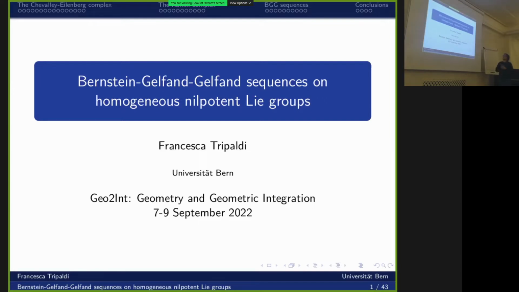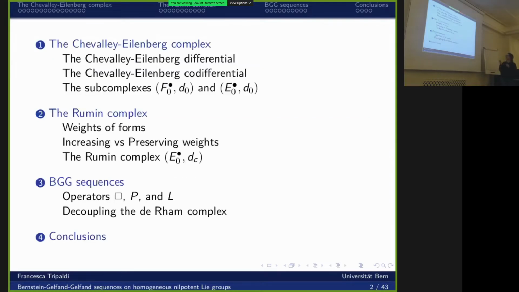using the BGG sequences, some other people constructed other subcomplexes, and together with Veronique Fischer, we checked both constructions, and in this setting, homogeneous nilpotent Lie groups, the two coincide. Okay, so this is the story of the talk. Hopefully some of the computations will also stick.